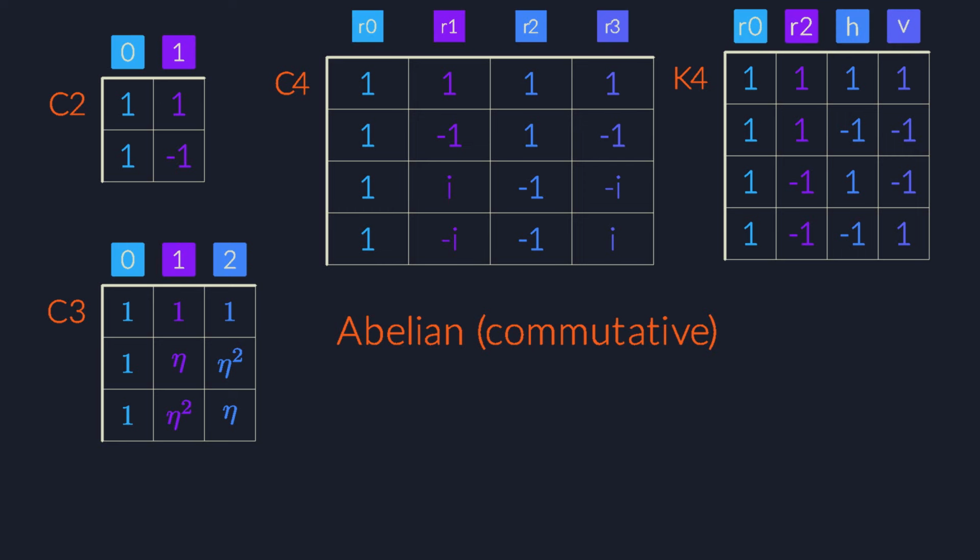Each row of the table is a character, which maps all the group elements to their associated complex numbers. So this particular character maps the neutral element, the 0-degree rotation, to the complex number 1. It maps the 120-degree rotation to eta, which is a third root of unity. And it maps the 240-degree rotation to the other third root of unity, which is eta squared.